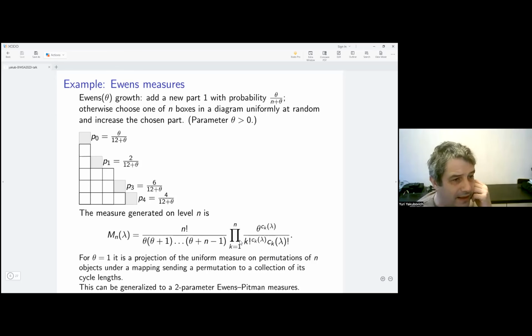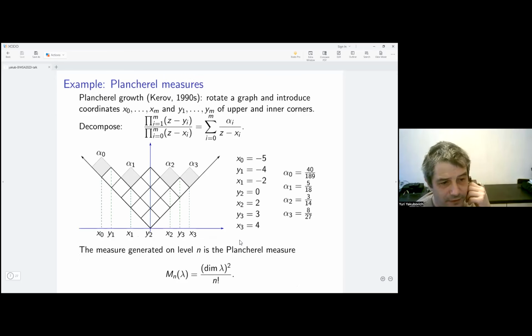And another example I wanted to mention is the so-called Plancherel measure. Here the formula for probabilities is somewhat not that simple as in the previous case, but it's still very explicit.